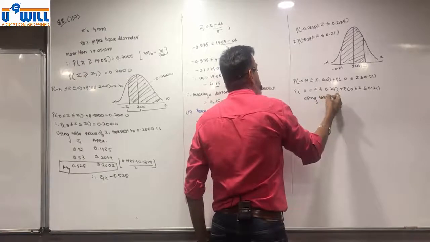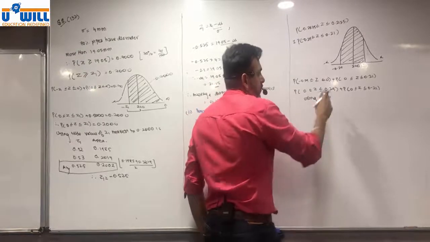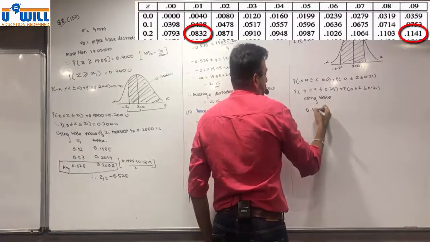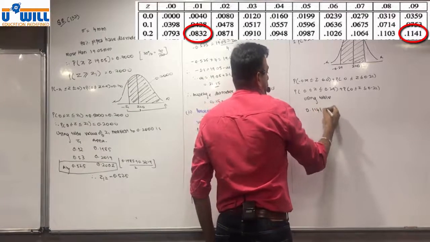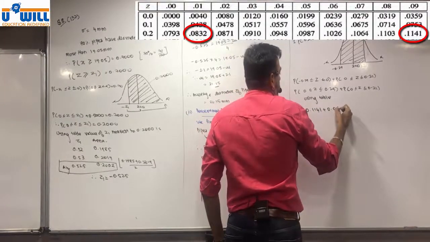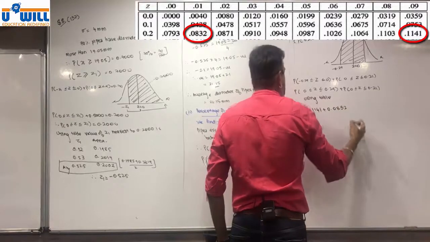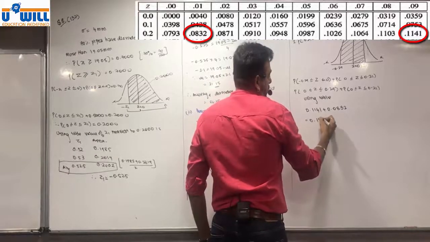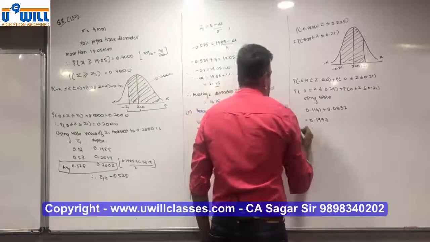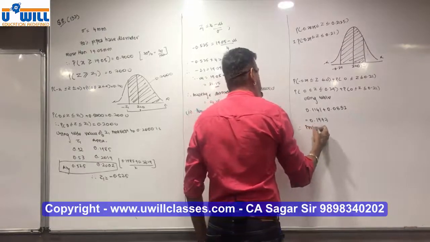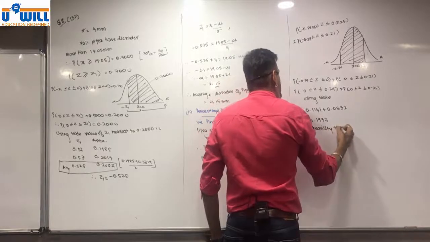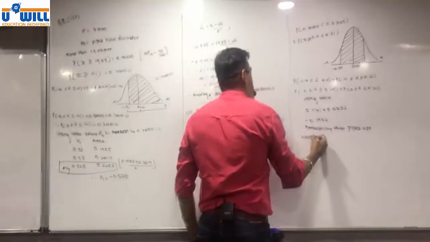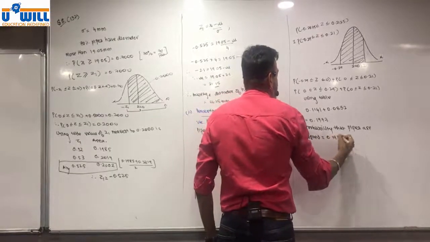Using the table, what is 0.29? So we have to look at 0.2 and 9. 0.1141 plus 0.0832 is equal to 0.1973. Therefore, probability that pipes are accepted is equal to 0.1973.